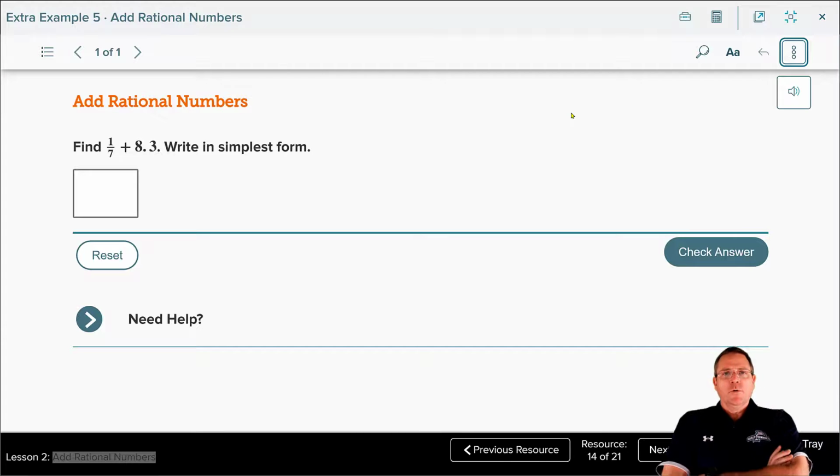Now it's going to be your turn to work one. On this problem, first thing you need to ask yourself is, can 1/7 be written as a terminating decimal? If it can't, you have to work it as a fraction. Go.